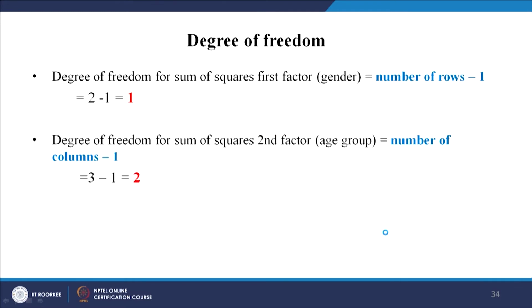Okay. Now, the degree of freedom for the first factor, gender, is how much? Number of rows or levels minus 1. So, how many are there? 2 levels are there, boys and girls. So, 2 minus 1 is 1. For the age group, how much? 3 minus 1, 2, right.